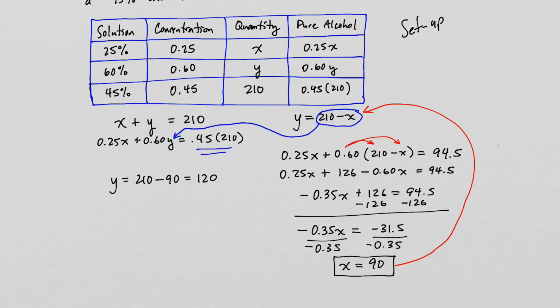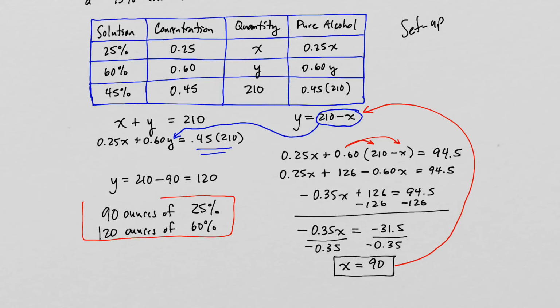And now we can answer the question. X is 90, so that means we need 90 ounces of the 25% solution. Y is 120, so we need 120 ounces of the 60% alcohol solution. And this is our final answer.